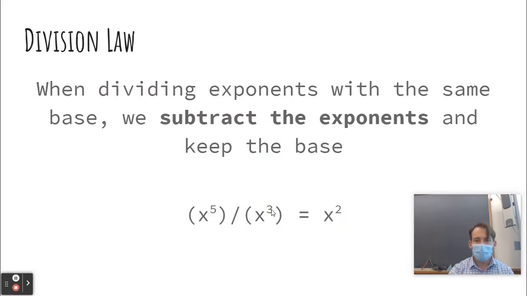So if we remember our division law, that x to the 5 over x to the 3 is equal to x to the 5 minus 3, we can use that to remember what a negative exponent is going to do to our calculations.